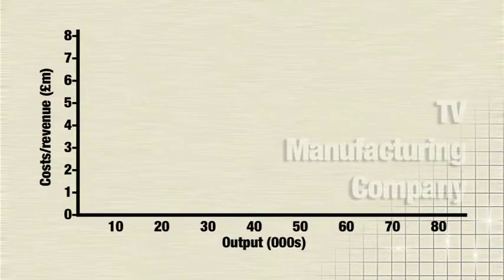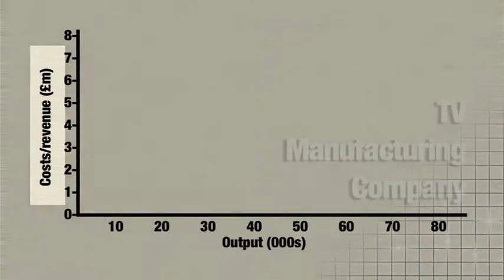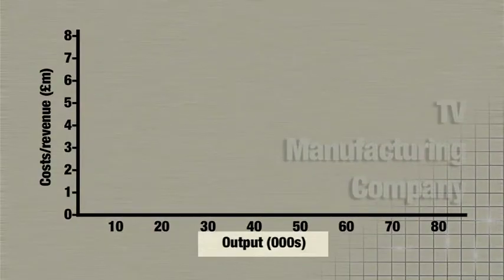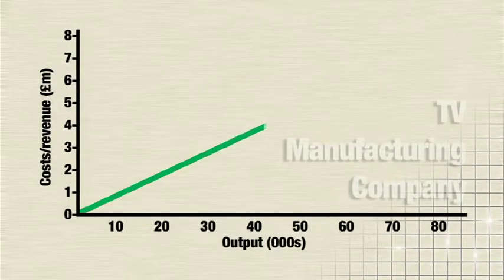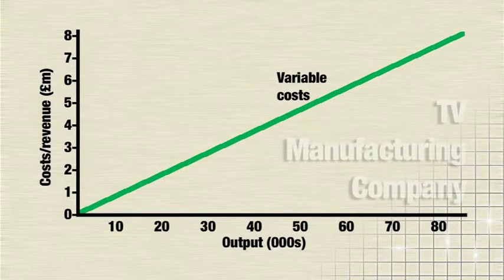This is how variable costs would look on a chart. As you can see, you've got costs up the side and output along the bottom like before, but this time the costs rise with output. This is because they're linked to output. If the firm wasn't producing anything, the variable costs would be zero because they wouldn't need any parts.